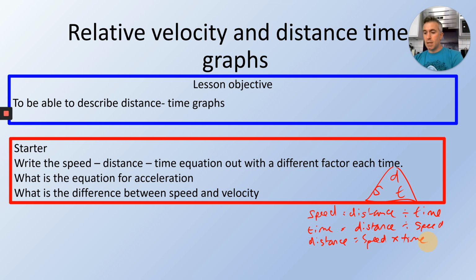Acceleration, A, is equal to change in velocity all over time. And the last one, the difference between speed and velocity. Well, they're both measured in meters per second, so that's a similarity, but the difference is one has direction and the other one doesn't. So speed is directionless. It doesn't matter which direction you're going with. Velocity, the direction is very important. It matters where you're going. So velocity is like speed, but with direction.